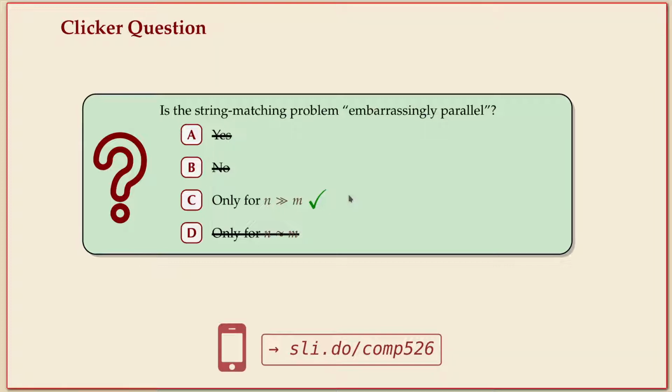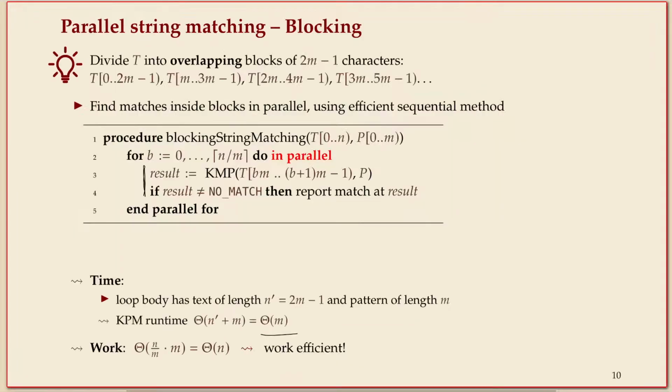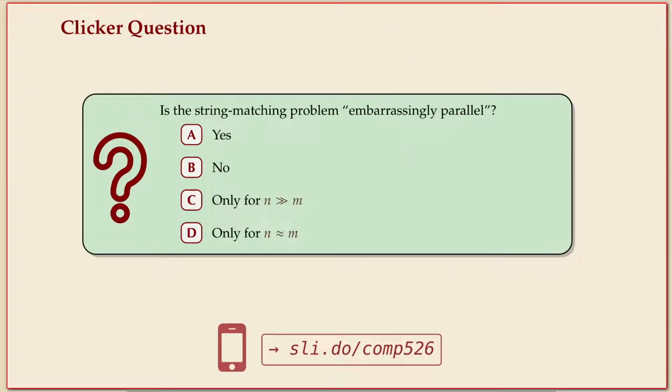Turn the argument around and it's clear that it cannot be yes. If the pattern and the text have roughly the same length, what you would get in this case here is parallel time stays the same and work stays the same. So you don't speed up at all over the sequential algorithm. And so that's work efficient, but not really parallel. You haven't sped up anything. So in a way, it's easy to parallelize string matching only for short patterns.